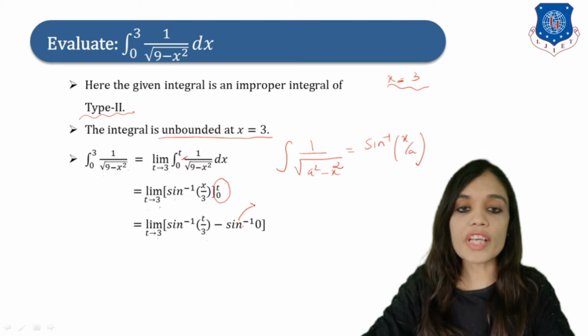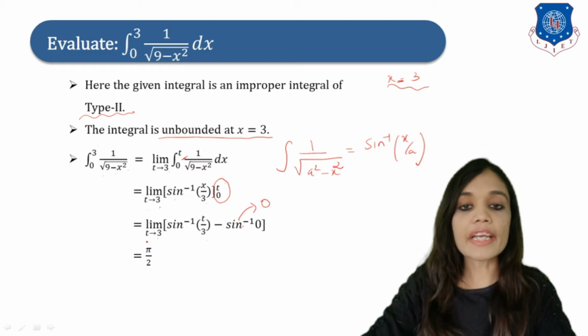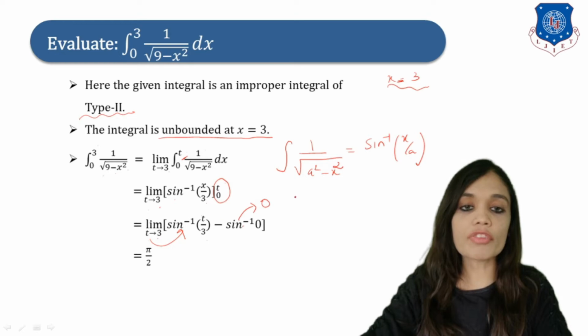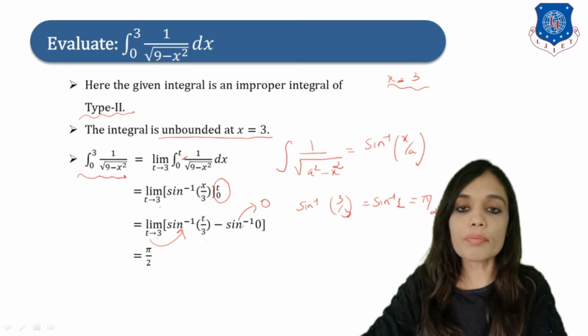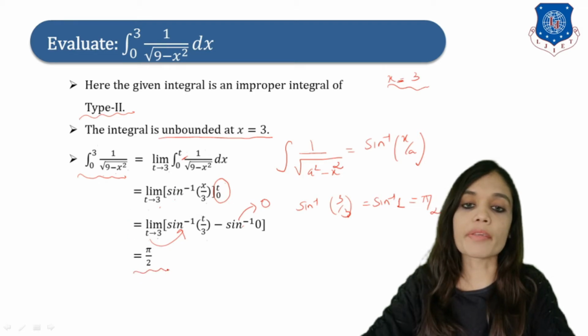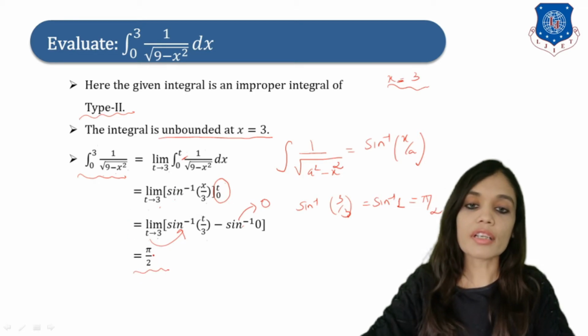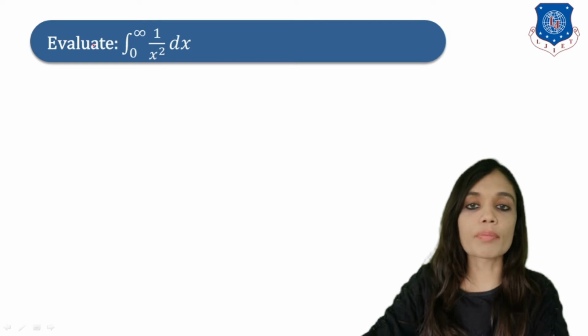Now we know the value of sine inverse 0, it is 0. And here if we put the limit, what we will get? Sine inverse 3 upon 3. So we will get sine inverse 1, and the value is pi by 2. So the answer of this improper integral is pi by 2. Now let us study one more example.